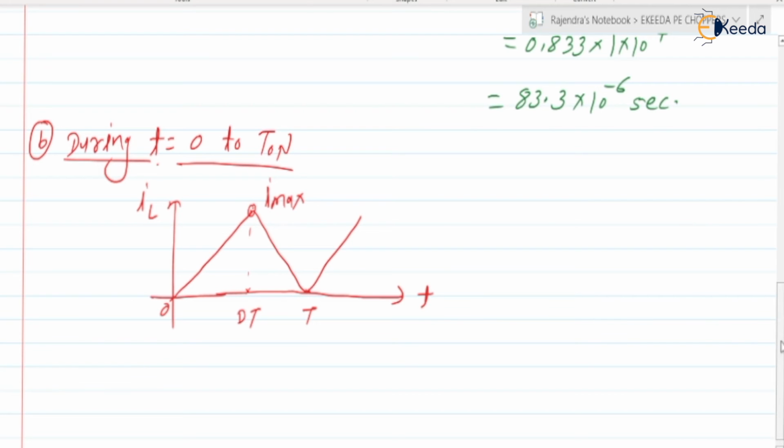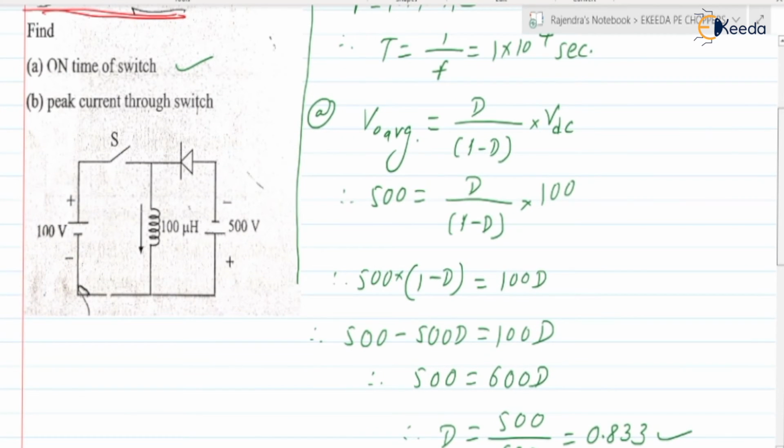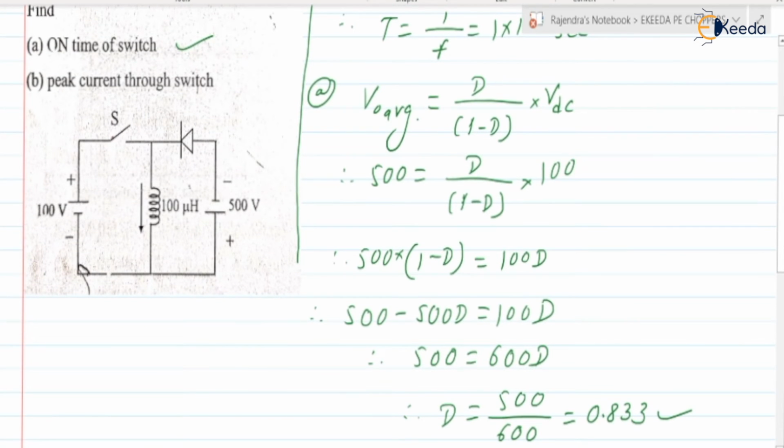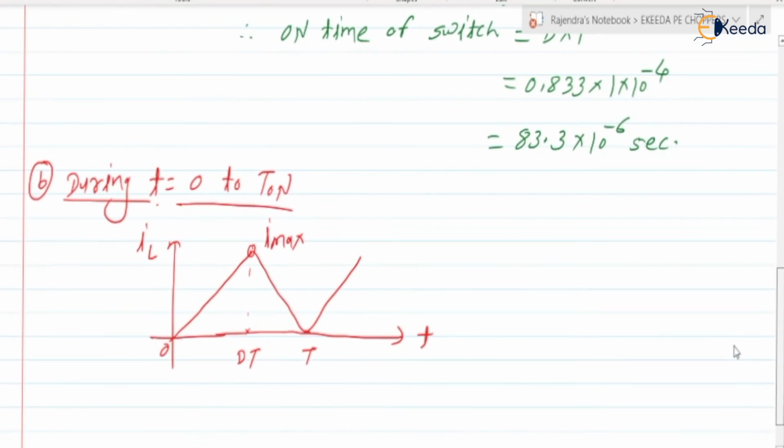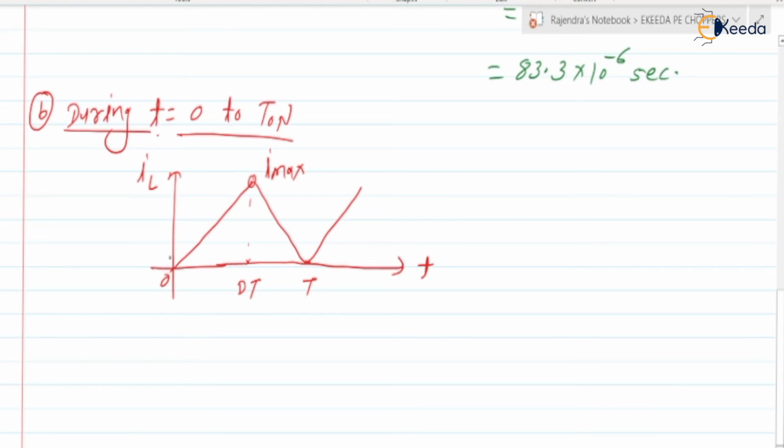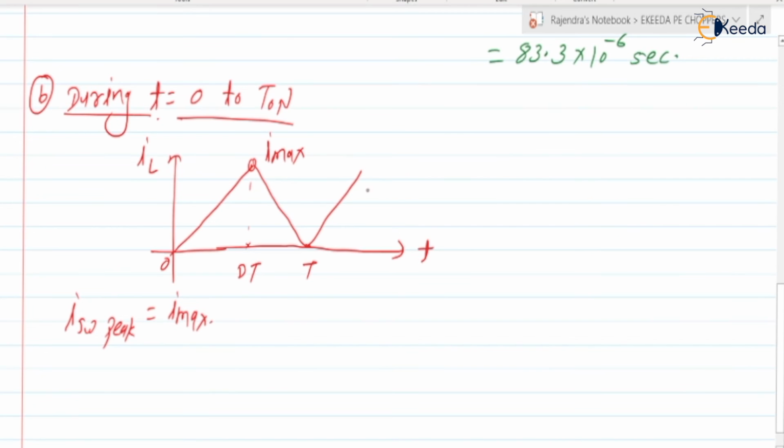Now in this case, they have asked the peak current through the switch. When the switch is in the on state, can we write that the current flowing through the switch is nothing but the current flowing through the inductor? Yes. So the peak value of the switch current is nothing but the peak value of the current flowing through the inductor. So I_SW peak is equal to I max only. So ultimately our task is to find the I max.